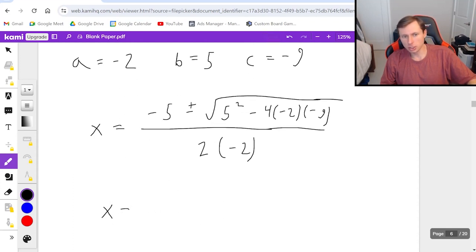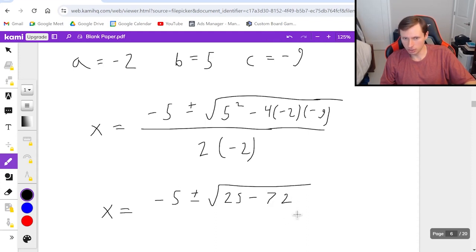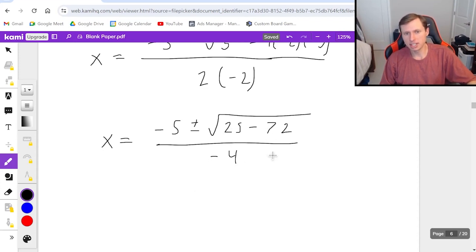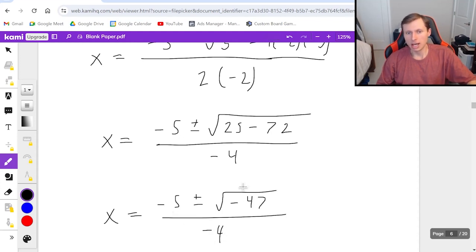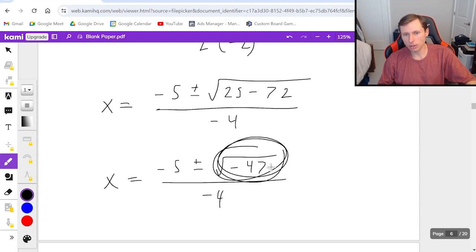So if I do the part in the square root, it's going to be square root of 25 minus negative 4 times negative 2 times negative 9. If you plug that correctly in your calculator, you will get minus 72. It's a triple negative, so it stays negative. And then the denominator is 2 times negative 2, so negative 4. And then what I say is 25 minus 72, that is going to be square root of negative 47 divided by negative 4. And as soon as you see a negative square root, you say no solution.